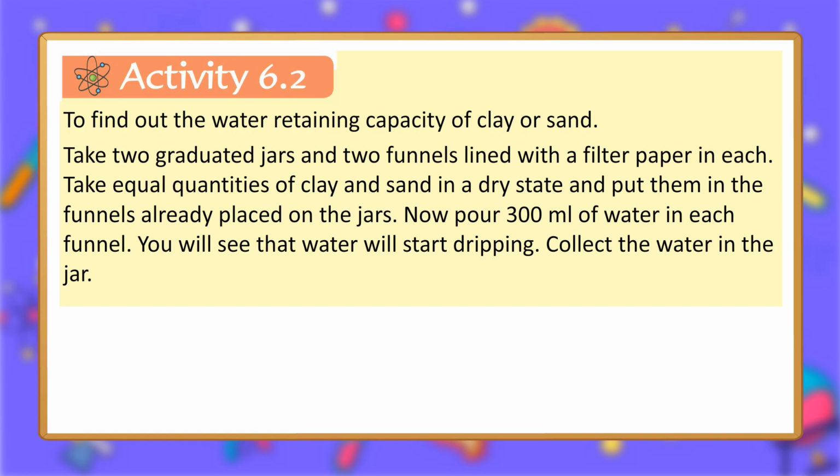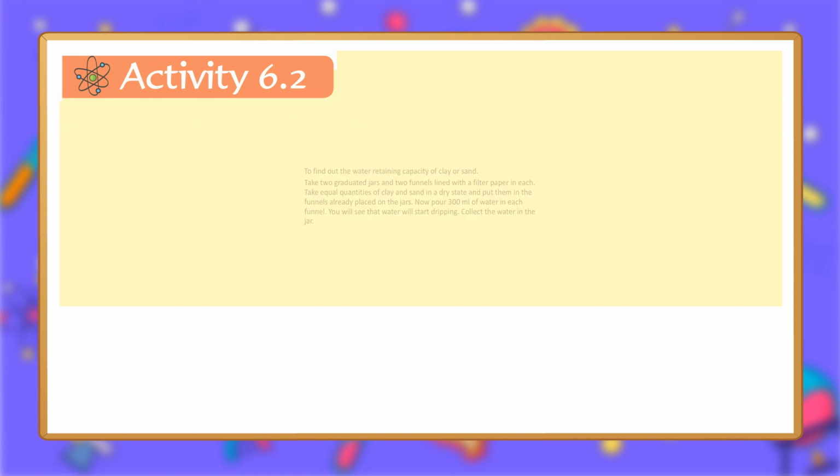Take 2 graduated jars and 2 funnels lined with a filter paper in each. Take equal quantities of clay and sand in a dry state and put them in the funnels already placed on the jars. Now pour 300 milliliters of water in each funnel. You will see that water will start dripping. Collect the water in the jar.